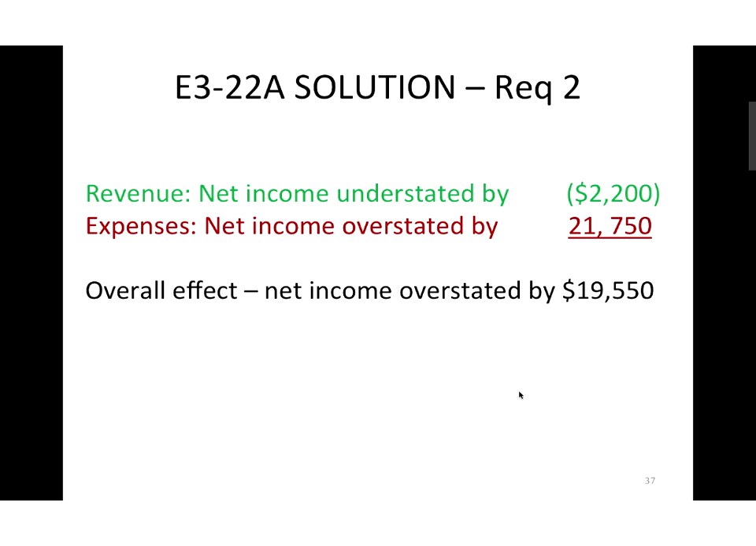Net income would have been overstated by $22,750. So those were the two entries we just did. And then the net of those is, if we hadn't made the adjusting entries, we would see an overall net income overstated by $19,550.